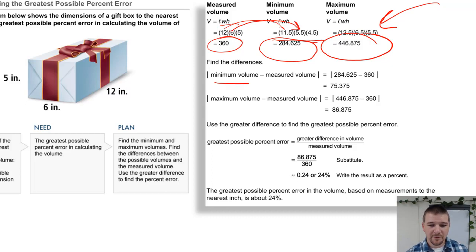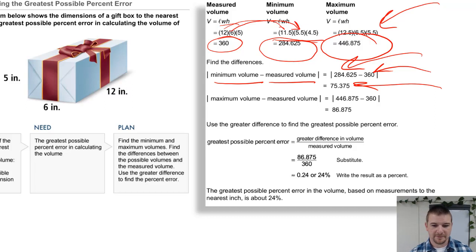The minimum volume minus the measured volume. So our minimum possible minus the actual measured volume leaves us with 75.375. We do something similar here with the maximum volume minus the measured volume, and we arrive at 86.875.